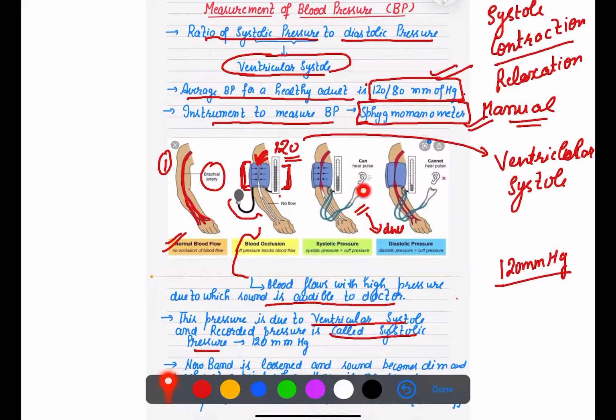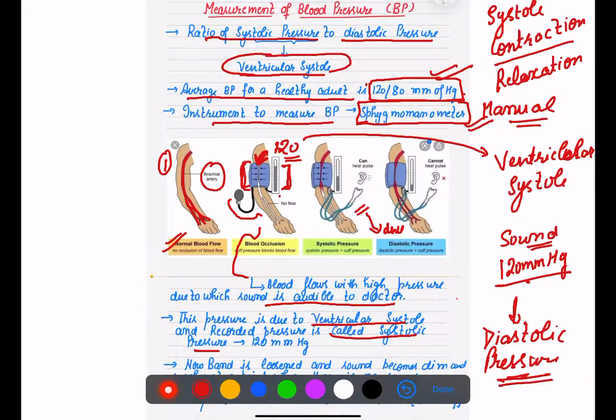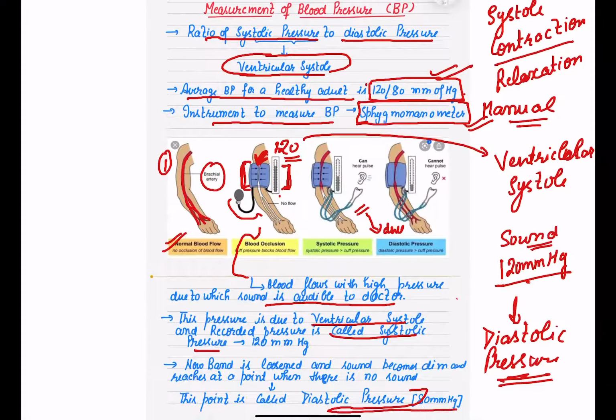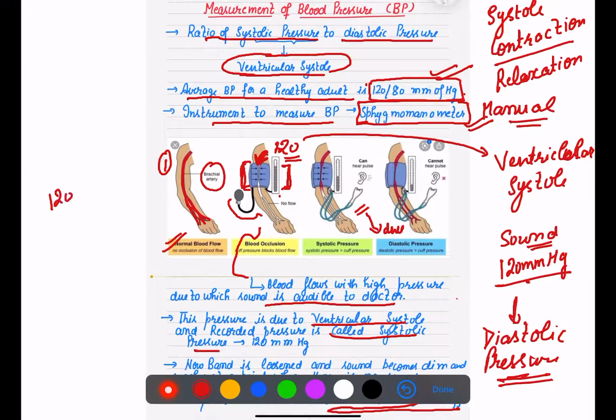That is the point when there is approximately no sound, you cannot hear the pulse. That is known as diastolic pressure. So two things are there: when you can hear sound, you can hear the pulse, that is your systolic, and when you cannot hear any pulse or the sound becomes dim, that is known as diastolic pressure, which is your lower one, 120 by 80 mm of mercury.